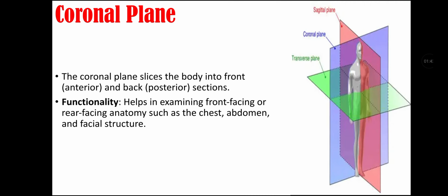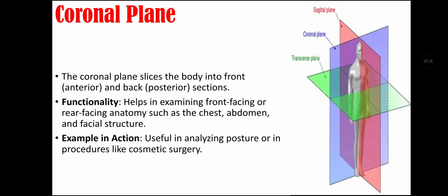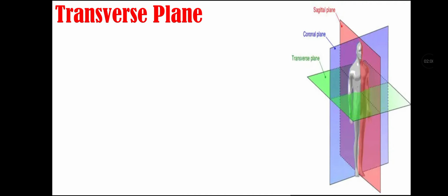here in the diagram. Functionality of coronal plane. It helps in examining front-facing or rear-facing anatomy such as chest, abdomen, and facial structures. Example in action. It is useful in analyzing posture or in procedures like cosmetic surgery.